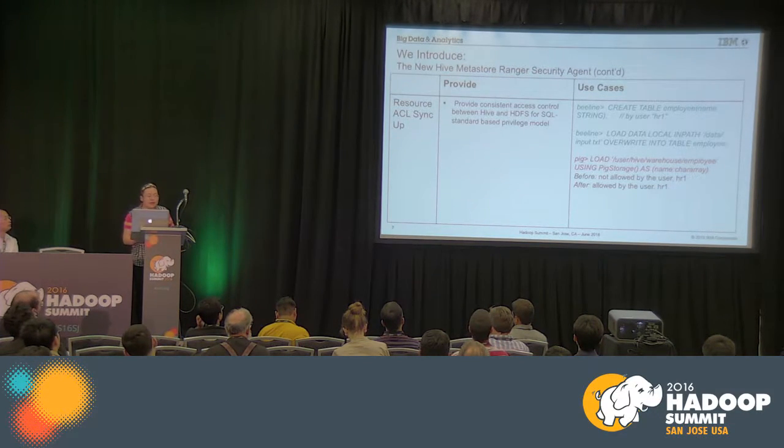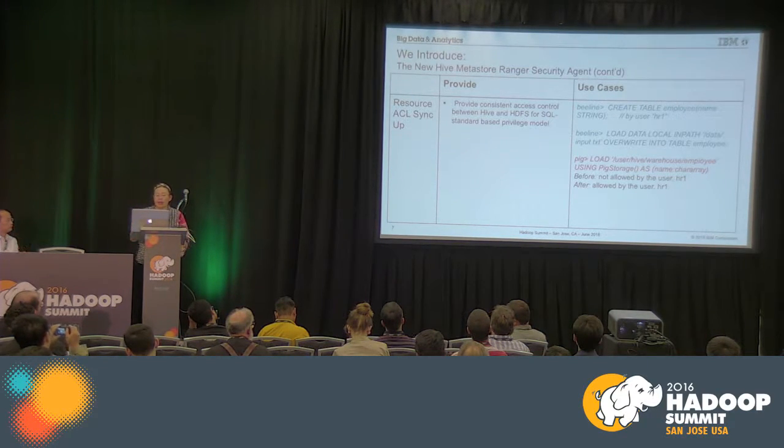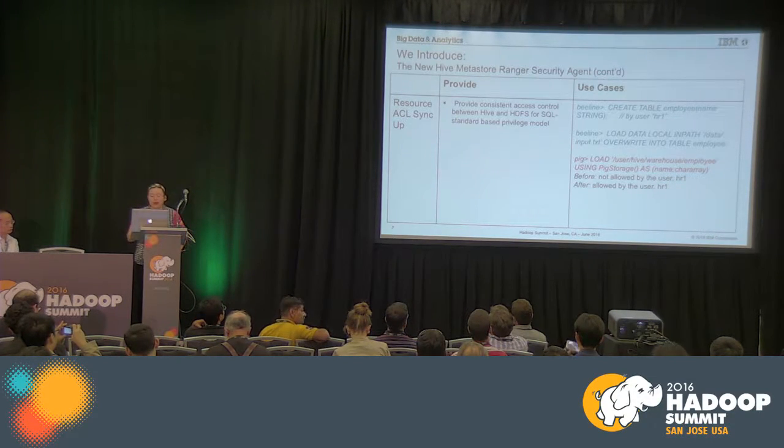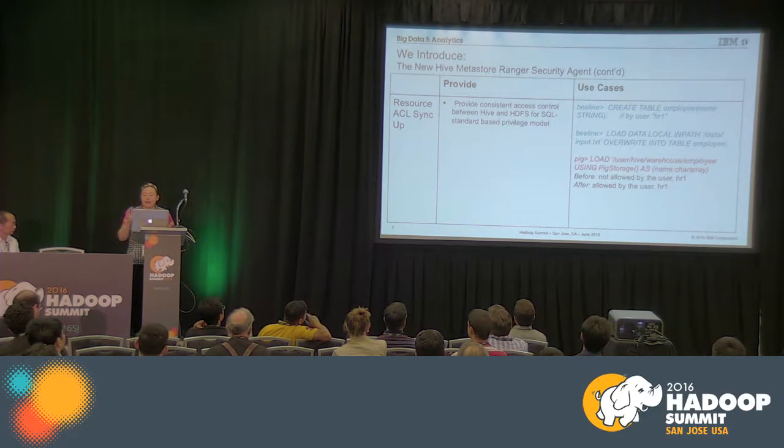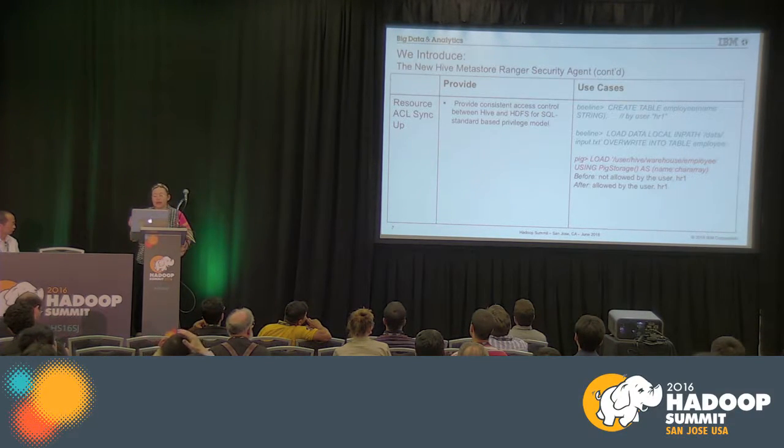So for the third use case, for resource echo sync-up, we can provide consistent access control between Hive objects and HDFS data files. Use case on the right-hand side, we create a table employee by user HR1. We load the data from a data file to table employee. Here, before our work, what happens is in Hive, the table is owned by HR1, but the HDFS files are actually owned by the useless account Hive.